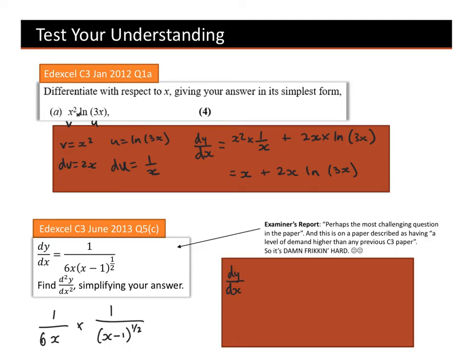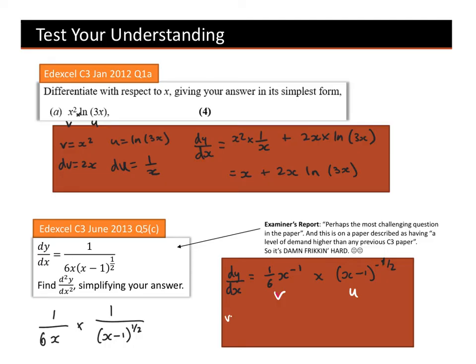Then I'm going to write it nicer. So this is going to be 1 over 6 times x to the negative 1, multiplied by (x minus 1) to the negative a half. Okay. This is something that I like to see. Yeah? And what do I do now? Label this. v du plus u dv.